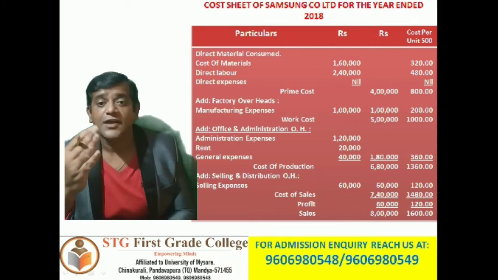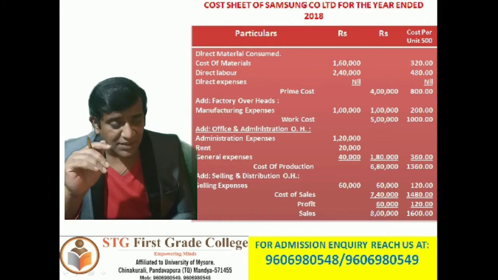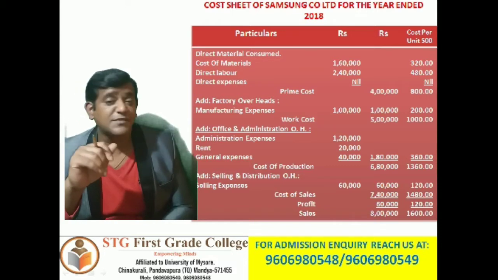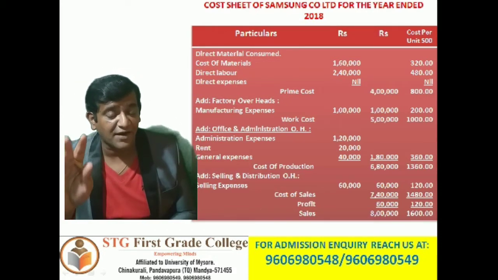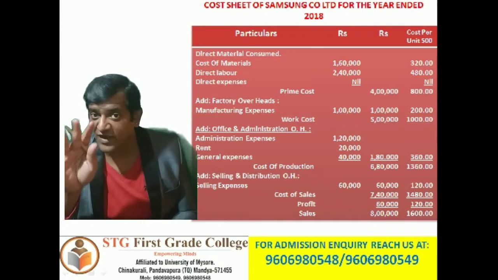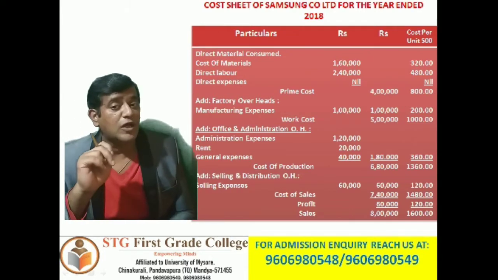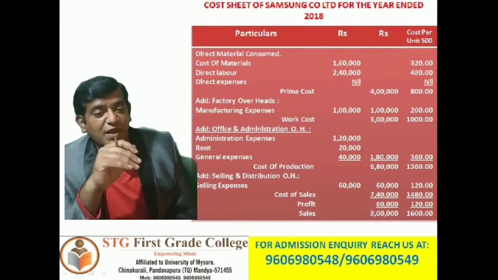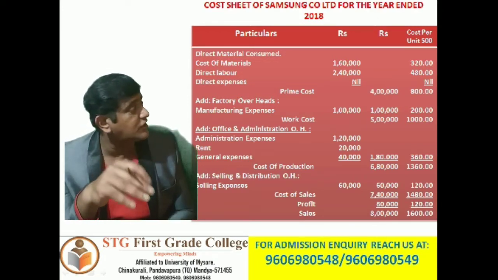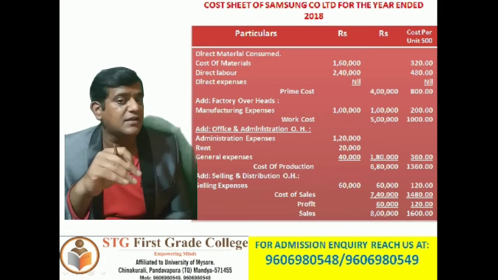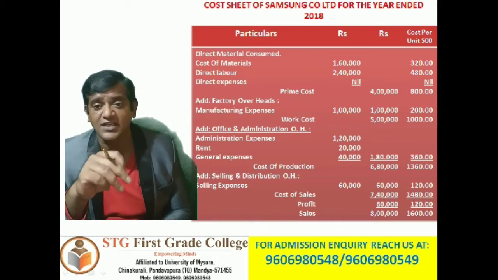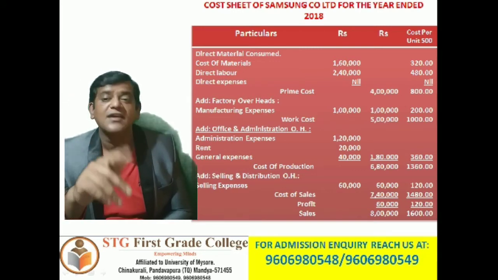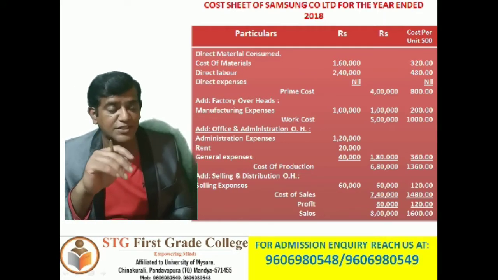Particulars, rupees, cost per unit. In the year 2018, how many washing machines were sold? Produced 500 washing machines, correct? Produced and sold 500. So that has to be highlighted in cost per unit. That is why I mentioned 500. By looking into the trading account and P&L, we have to prepare this cost sheet. Give the heading direct materials consumed. Under that, cost of materials, how much? 1,60,000. 1,60,000 divided by 500, 320 in the last column, that is the cost per unit column.